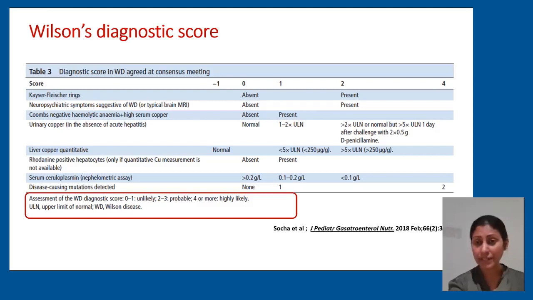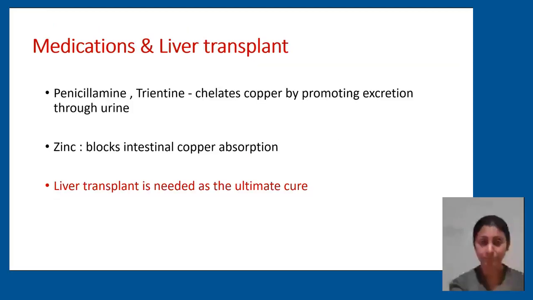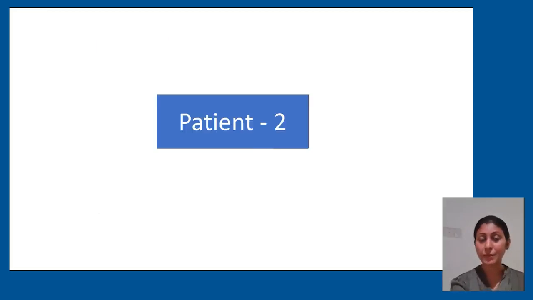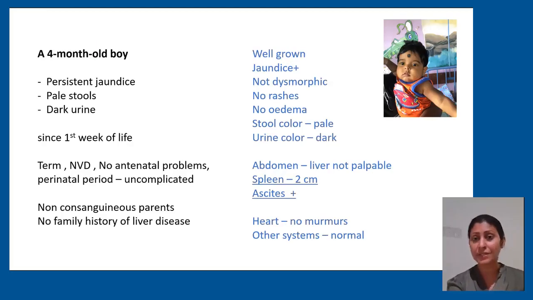So does this child have chronic liver disease? Yes. He did have chronic liver disease with decompensation because he did have evidence of liver disease with chronicity, which was evident by splenomegaly and ascites. That's why we say there was decompensation as well.